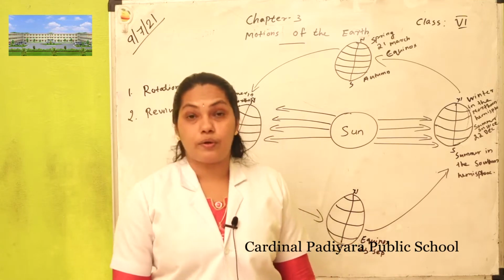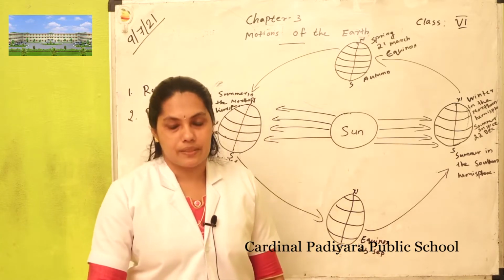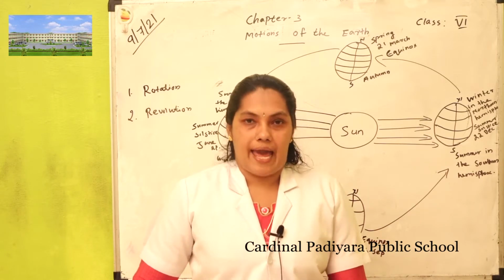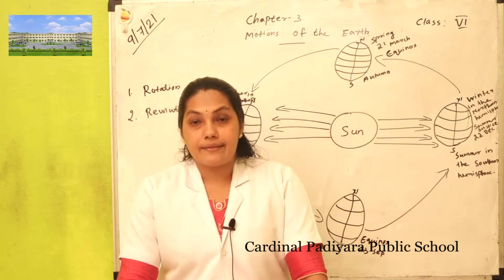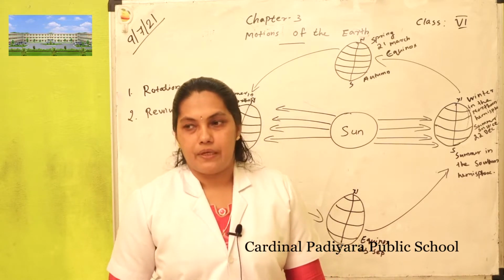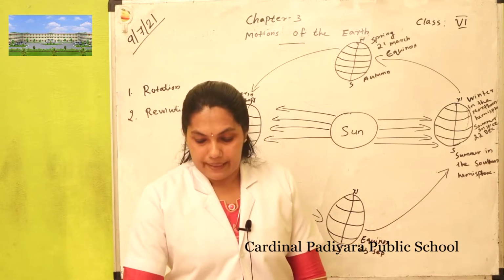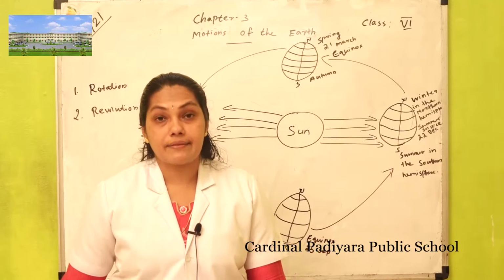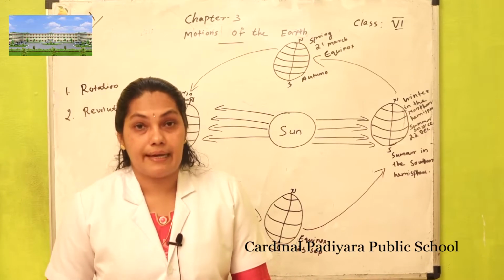Rotation: the earth spins on its own axis. That is also known as rotation. Rotation is the movement of the earth on its axis. The earth takes 24 hours to complete one rotation. The period of rotation is also known as the Earth day.